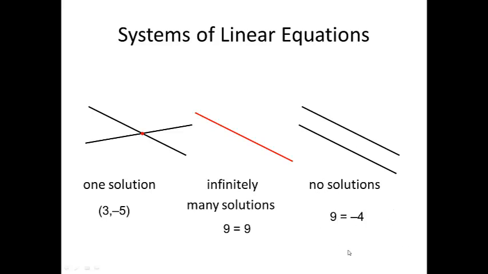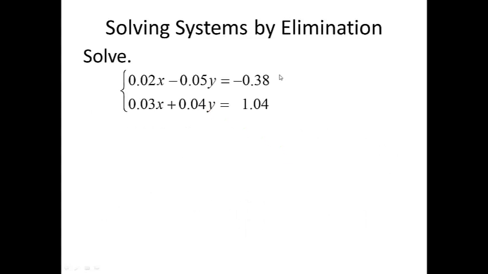Now let me put a little warning here. When you do things wrong and you get something weird like this, you put no solution, there are not going to be a whole lot of no solutions on your test and your homework. So don't go putting no solution everywhere just because you did something wrong. So make sure you double check. If you get something weird like this, go back and check your math. Maybe you made a little math error somewhere. All right?